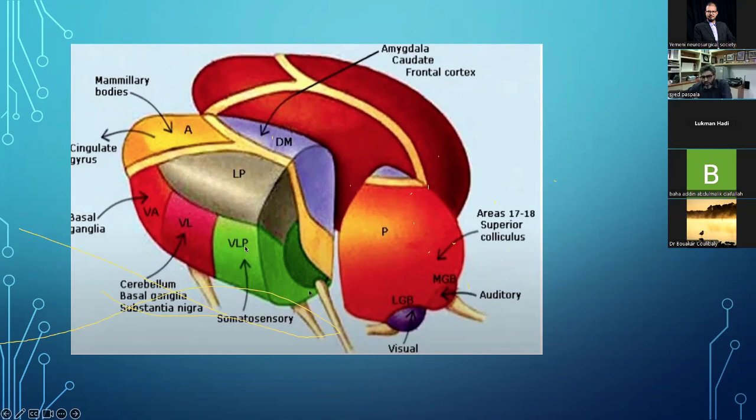And the ventral posterolateral nucleus has mainly somatosensory connections from the trunk, and the medial nucleus from the head and neck. The medial geniculate body has the auditory connections, and the lateral geniculate body the visual connections. And the pulvinar receives information mainly from the superior colliculus and areas 17 and 18. So this is the important information which needs to be remembered.